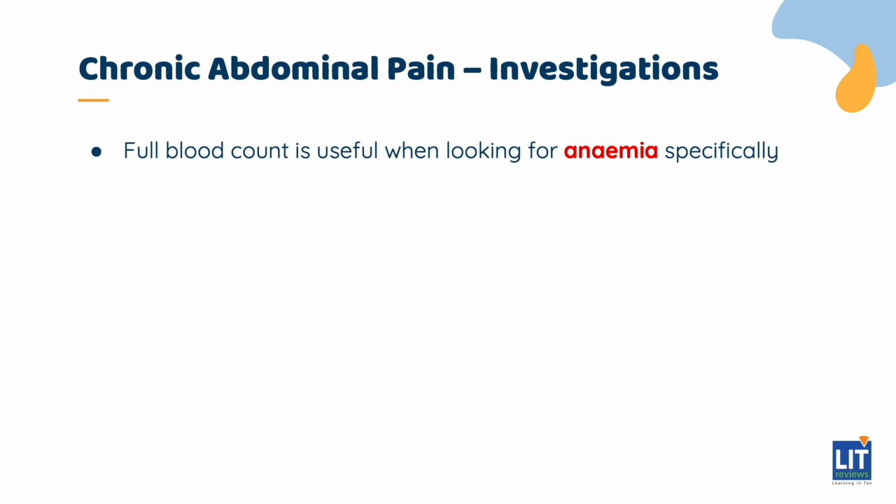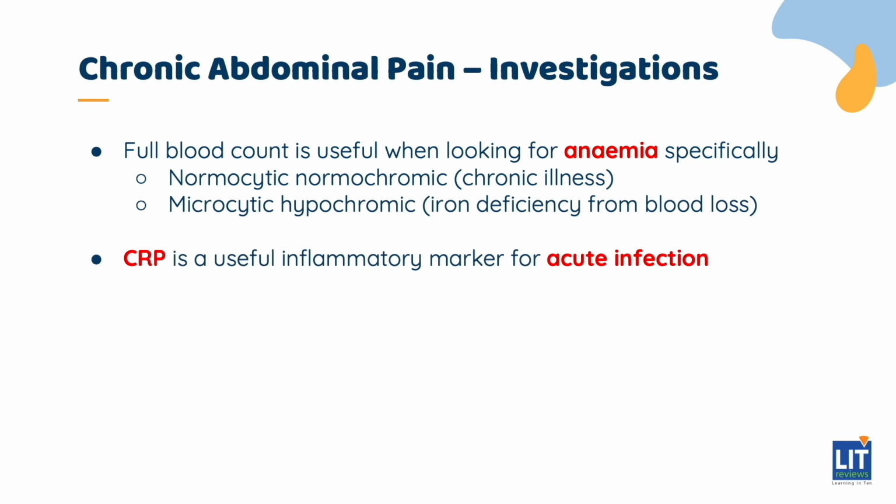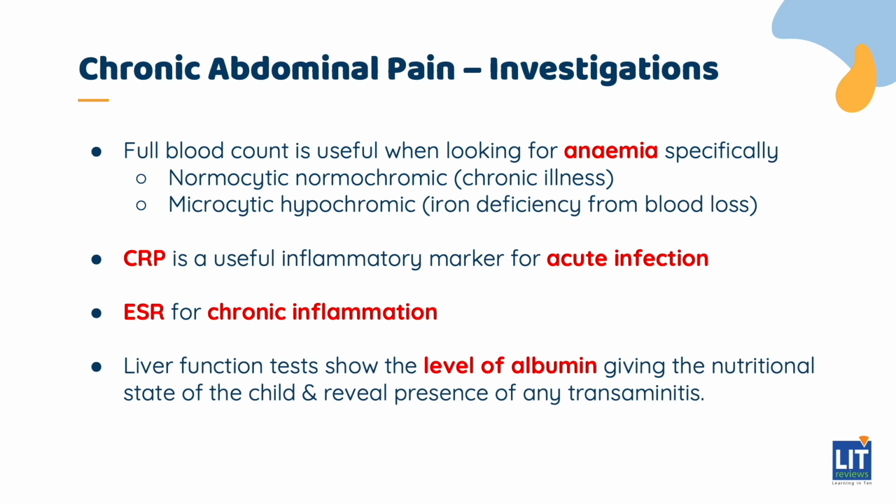Full blood count is useful when looking for anemia, specifically whether anemia is normocytic, normochromic, as in chronic illness, or microcytic, hypochromic in iron deficiency from blood loss. Also, the total white and differential counts help in making a diagnosis on the presence of bacterial infection. CRP is a useful inflammatory marker for acute infection, while ESR for chronic inflammation. The liver function test would show the level of albumin, giving the nutritional state of the child, and also reveal the presence of any transaminitis.